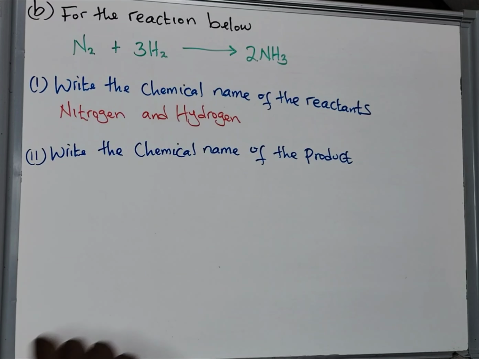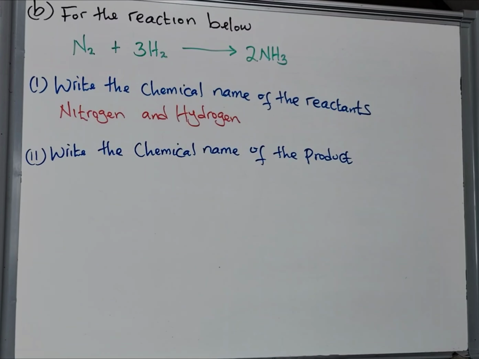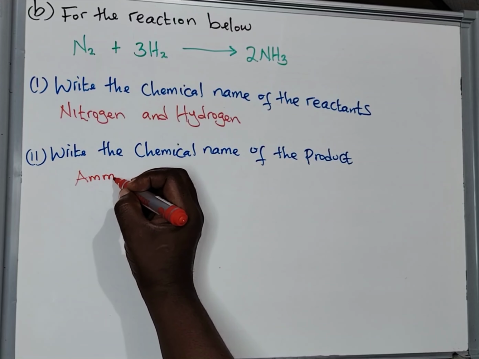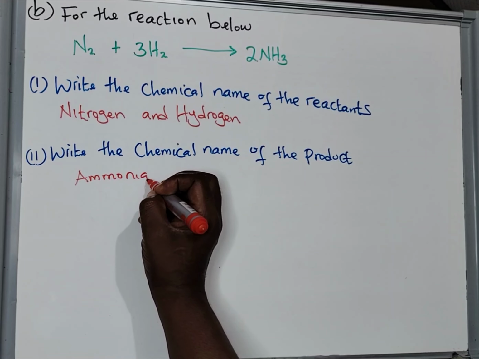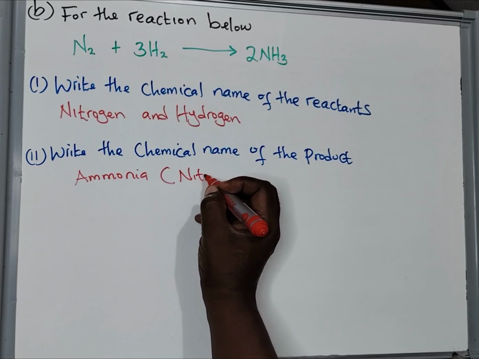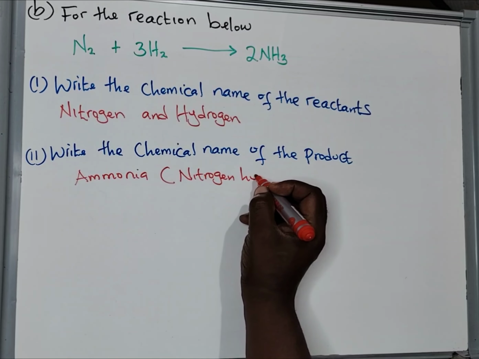Okay, then comes the next one. It says write the chemical name of the product. The chemical name is ammonia or nitrogen hydride.